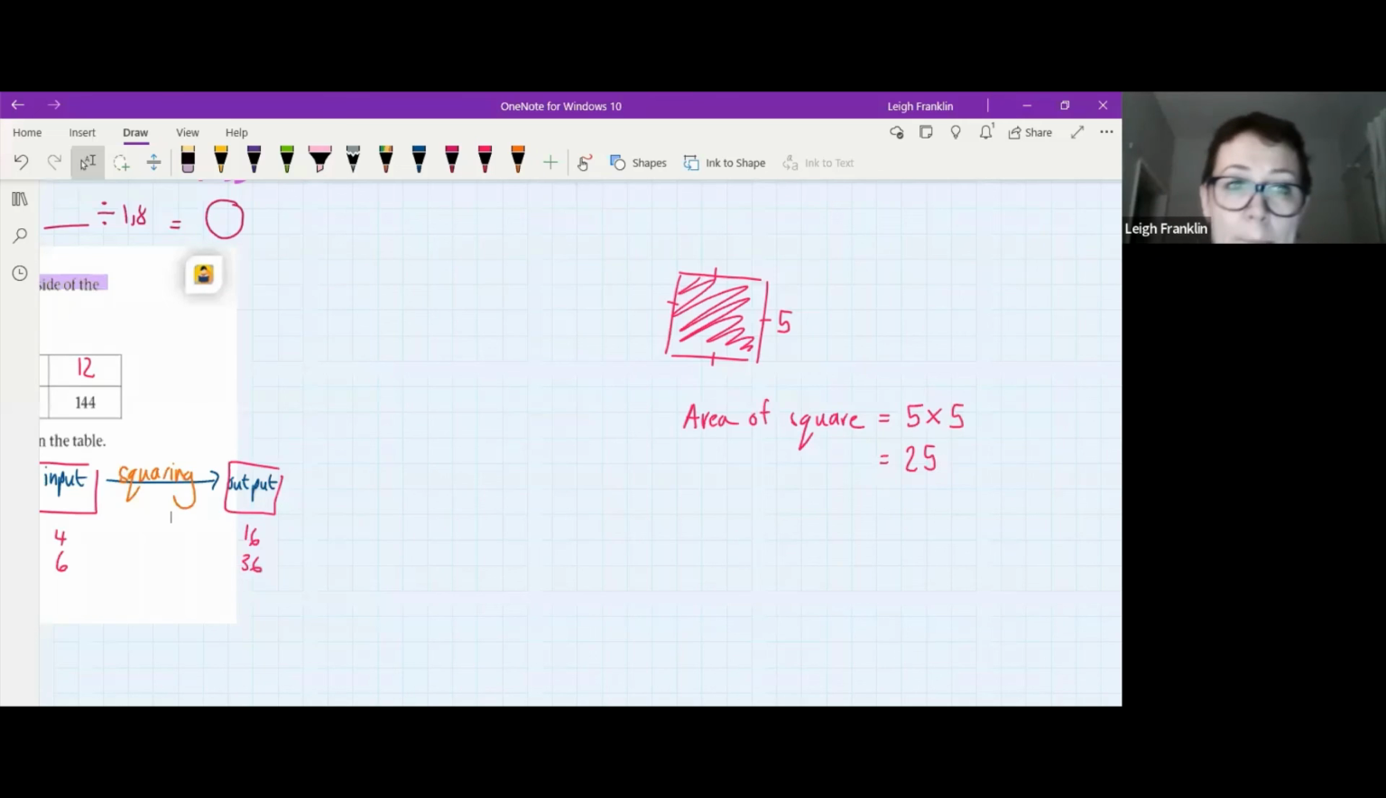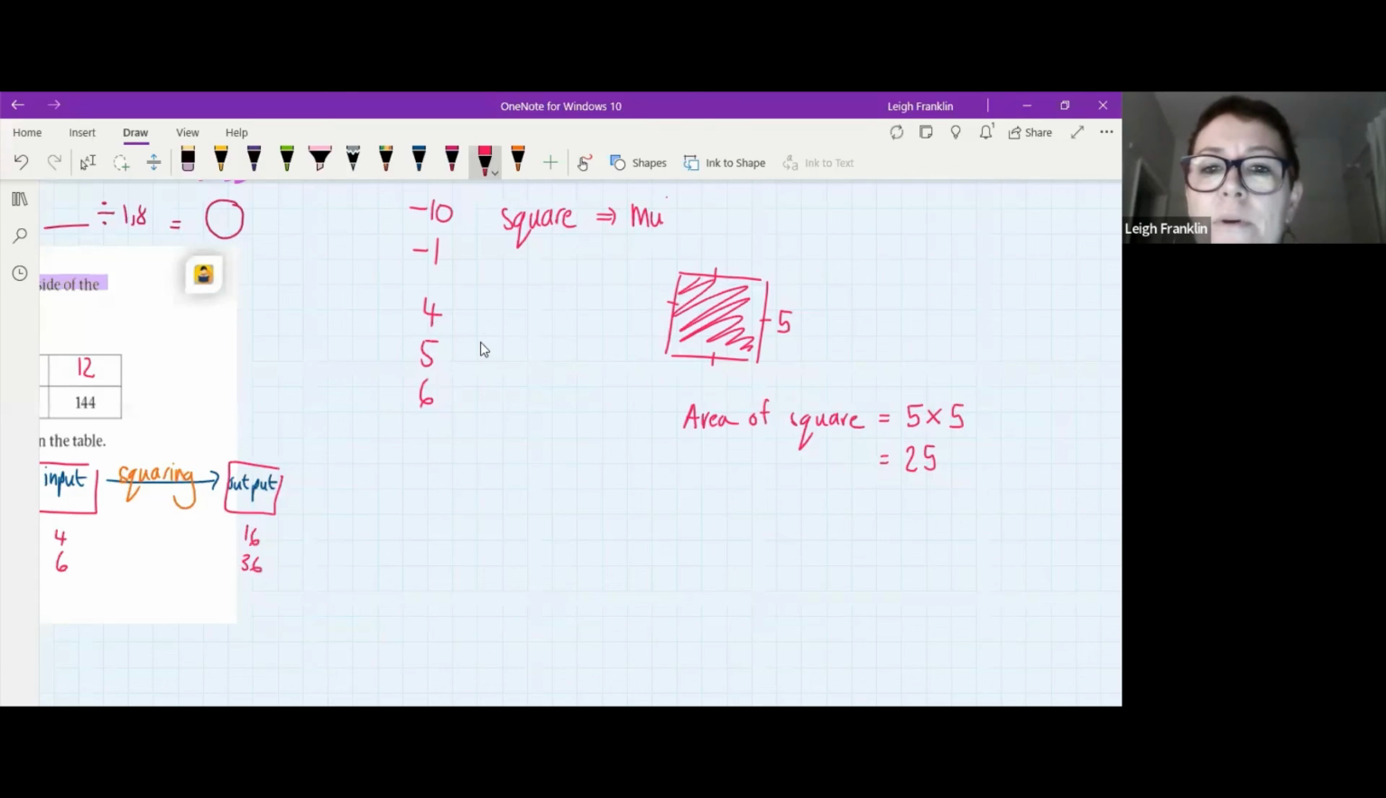So when we take a number in maths, any number, it doesn't matter what the number is, it could be 4, 5, 6, it could even be a negative number, an integer like -1 or -10. When we take one of these numbers and we square it, it means that we are multiplying it by itself. So that's why I was saying it's a special kind of multiplication. We multiply the number by itself. That is called to square or squaring.